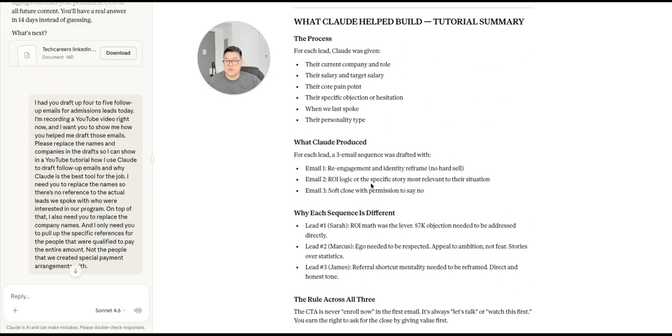We do high ticket career coaching, and I gave it the following information. Number 1 is what are their jobs? What kind of companies are they working at right now? What kind of salaries are they targeting next? What are their unique pain points? What are their specific objections and hesitations? When did we last speak, as well as their personality type?